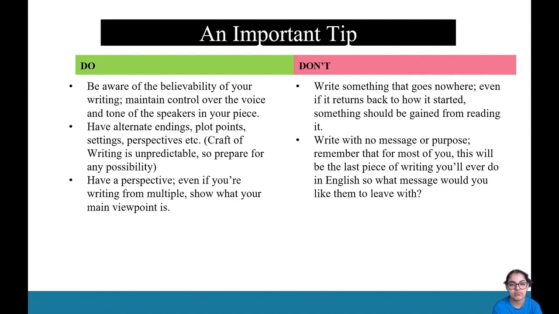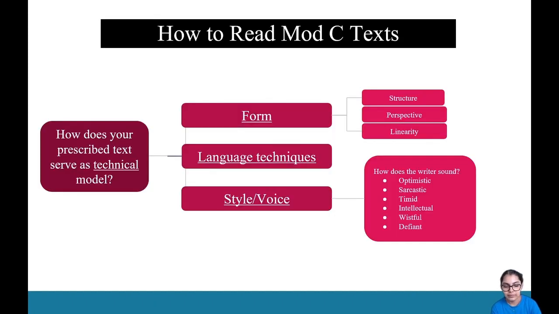Now that is one of the key mistakes people make. Remember, don't just write for the sake of writing. Always make sure that there is a purpose behind it. And again, in the context of year 12, it's the last piece of writing you'll ever do in English. So what message do you want to leave them with as well? That's another way to think about it. So always have a purpose, an authorial intent. That's the first thing to determine before you start your writing.